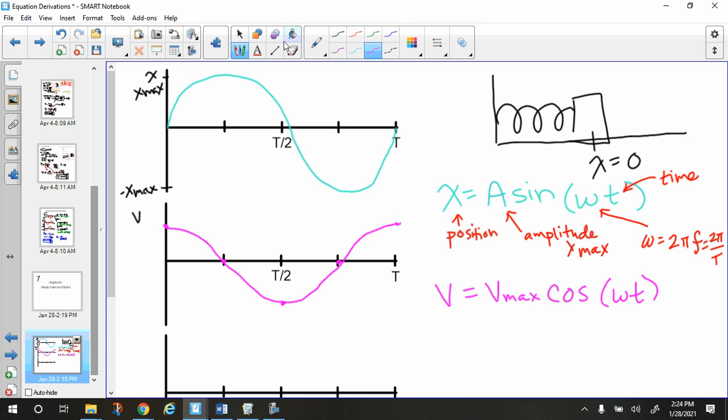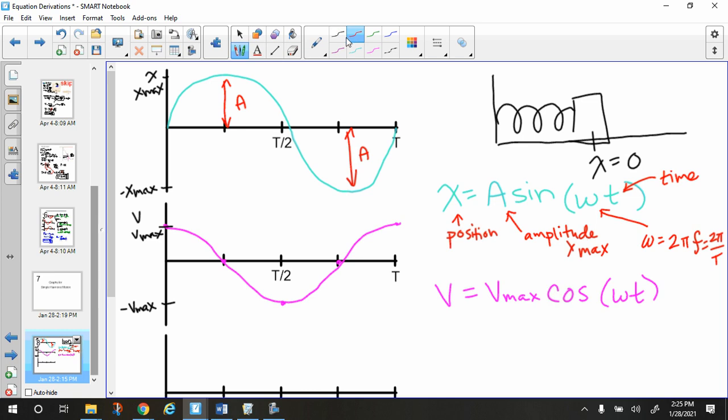Now our V max here, this is going between V max and negative V max. And that's that value. It's just the amplitude of the wave. I forgot to mention up here that this right here is amplitude. You can also measure it from here, but you always measure from the equilibrium to the maximum displacement.